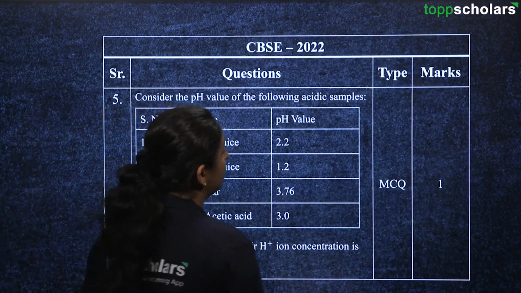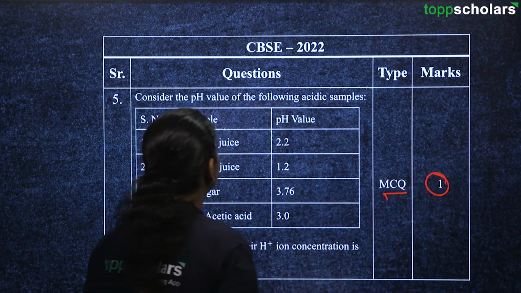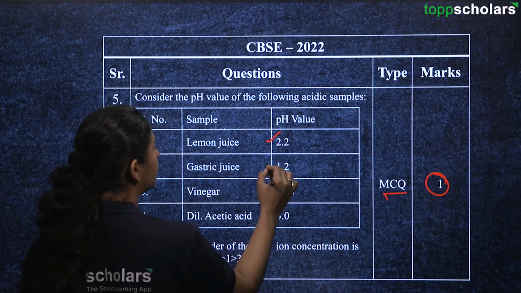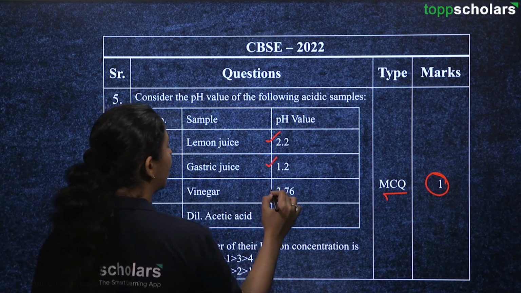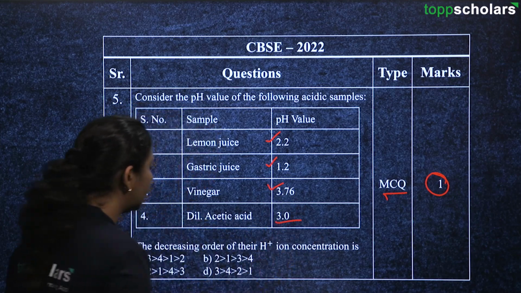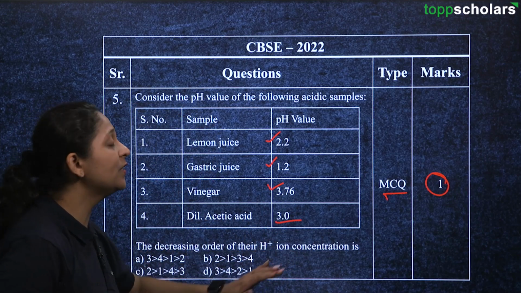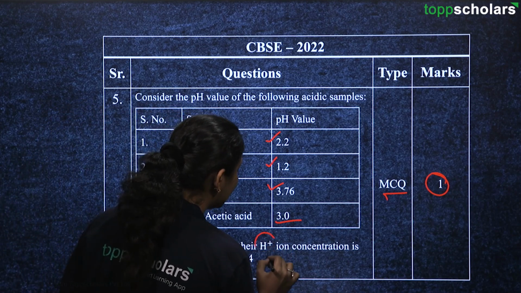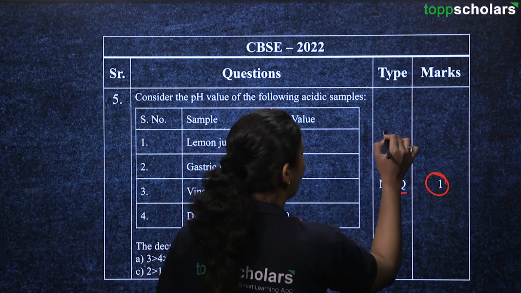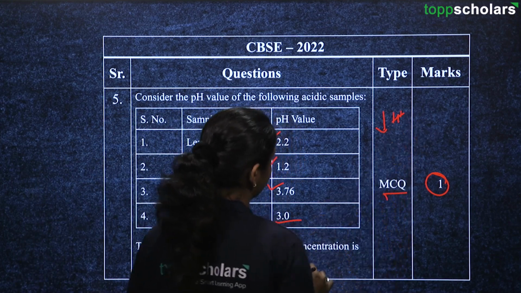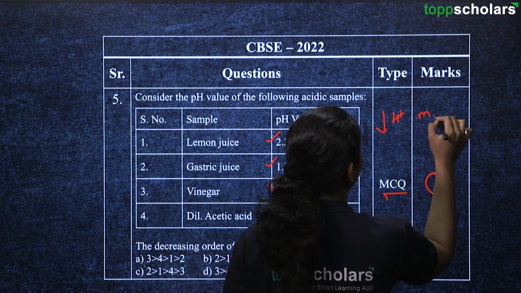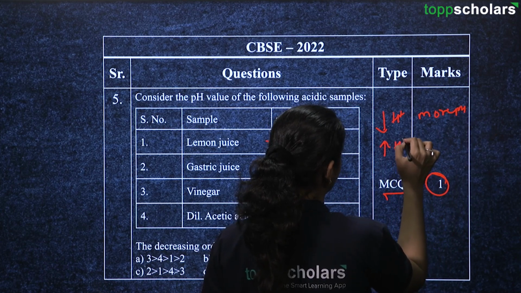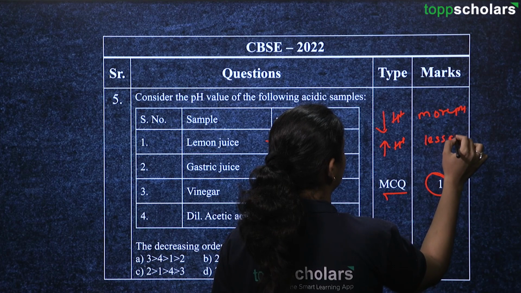The next question from the same year, one more multiple choice question that we have. You have lemon juice having pH value 2.2, gastric juices 1.2, vinegar 3.76 and dilute acetic acid 3. So the decreasing order of the H plus ion concentration will be. So when you say that there is a decreasing order of H plus ions, when you have less H plus ions, right, you will be having more pH.